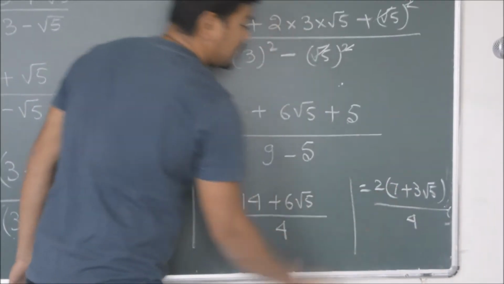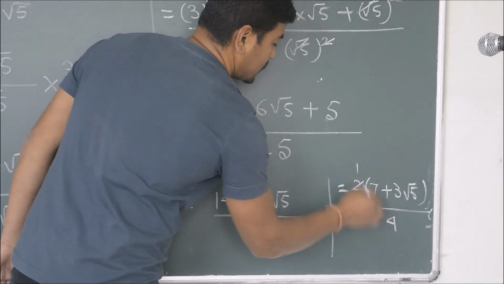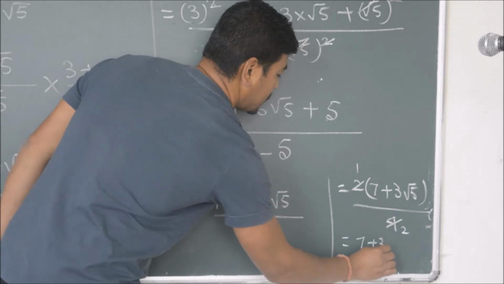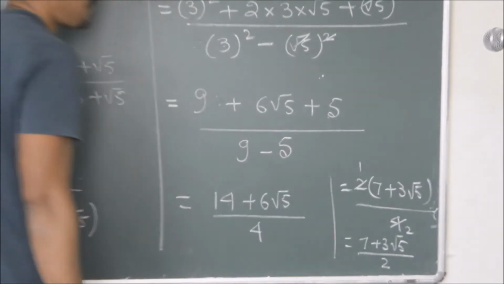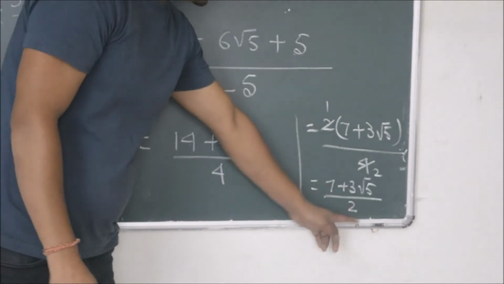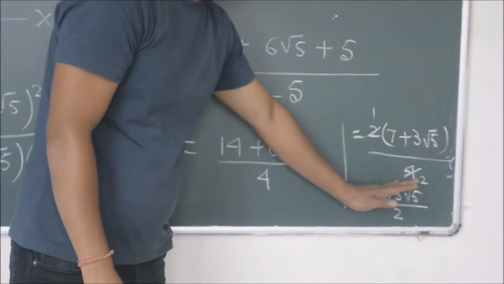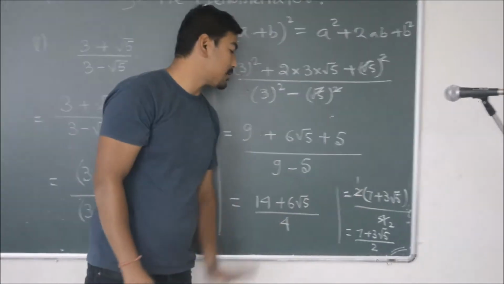Now after taking the common, you can cancel this 2 and 4. 2 ones are 2, 2 twos are 4. So you get 7 plus 3 root 5 divided by 2. Now see this final expression, its denominator is free from square root. So this is the desired answer we are looking for. So this will be your answer.